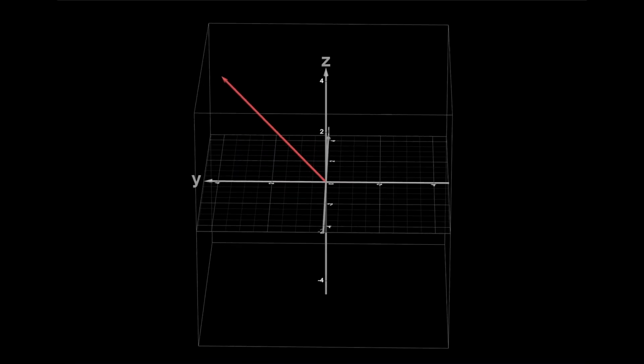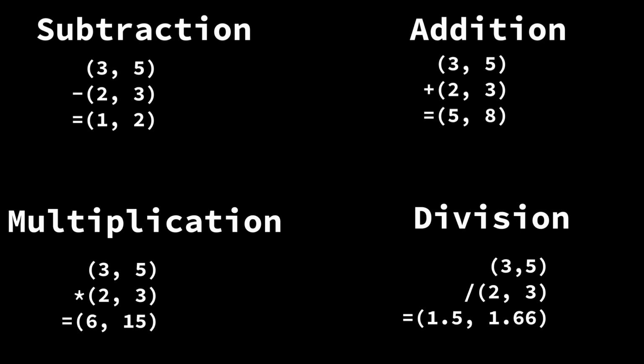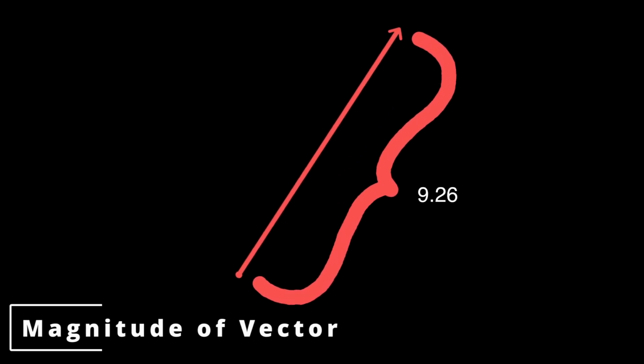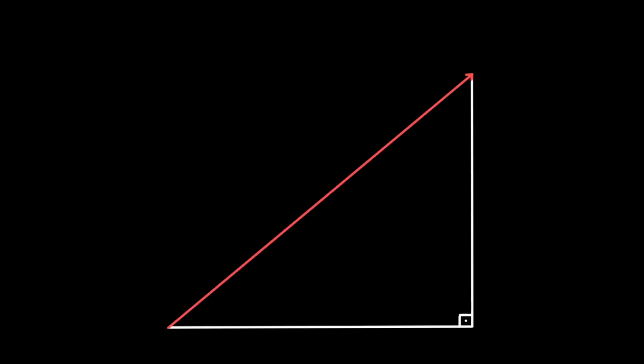Now, this concept also works in 3D. And just like subtraction of two vectors, you can also add them, multiply them, or divide them. To calculate the magnitude or length of a vector in 2D, you can simply use the Pythagorean theorem.